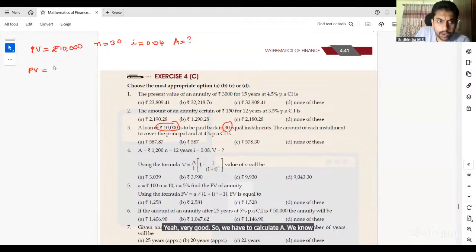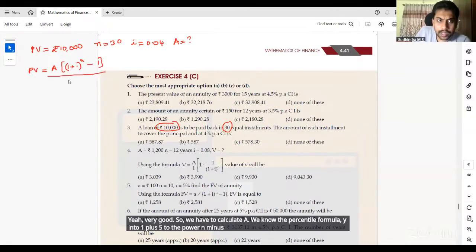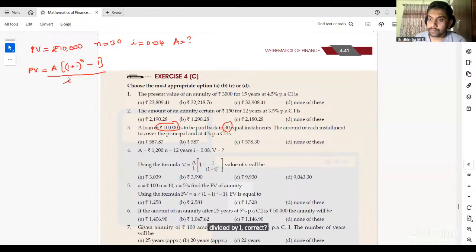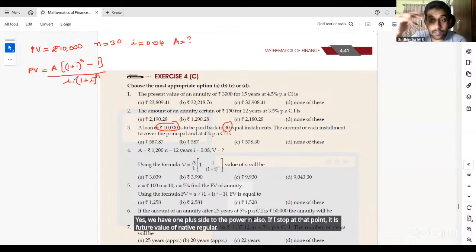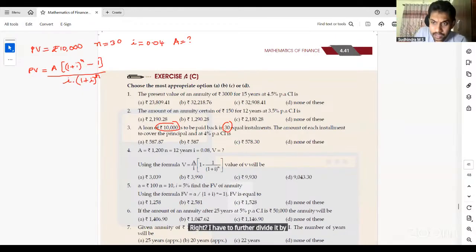We know the present value formula: A into (1 plus i) to the power n minus 1, divided by i. Correct? No, this is plus i divided by 1 plus i, so we into have (1 plus i) to the power n also. If I stop at that point, it is future value of annuity regular. I have to further divide it by (1 plus i) to the power n. Yes, everyone? Apply the formula.